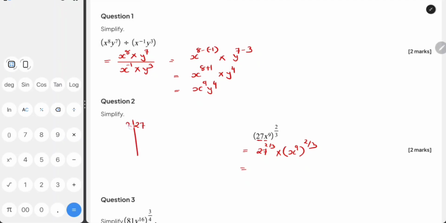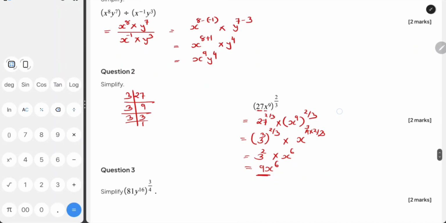So 27, so that's 3, 9, 3, 3 and 3, 1. So this 27 can be written as 3 raised to 3, its power 2 by 3, into x raised to 9 times 2 by 3. Here power will be multiplied, so 3 times 2 by 3 is 2 only, so 3 raised to 2, into this 3 and 9 can be cut, so x to the power 6. So your answer is 9x to the power 6.